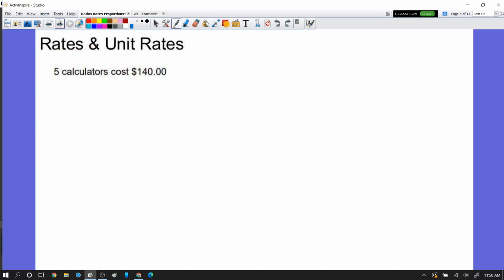This is another example, but I'm not going to do it. All right, so the thing that you should always be asking yourself, prompting yourself at the very beginning, is what are the two things being compared?